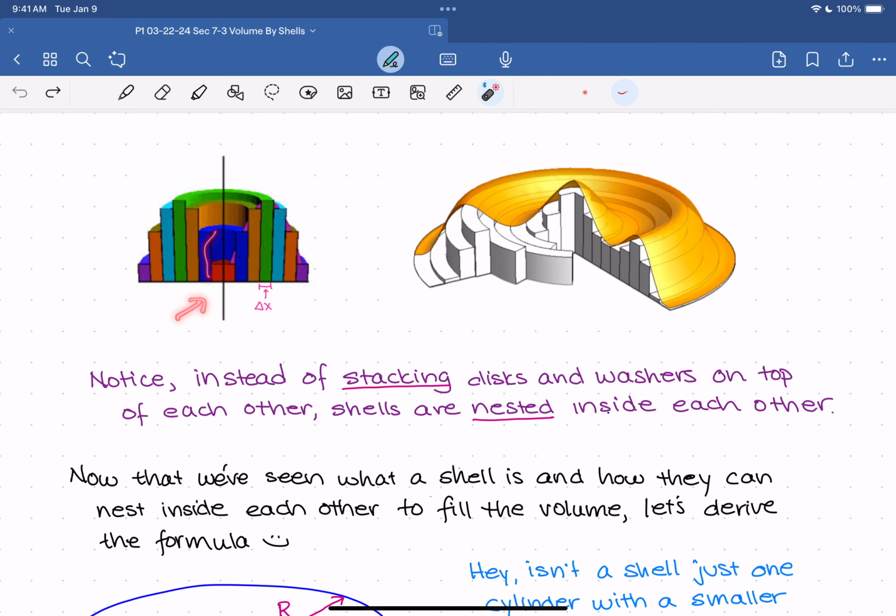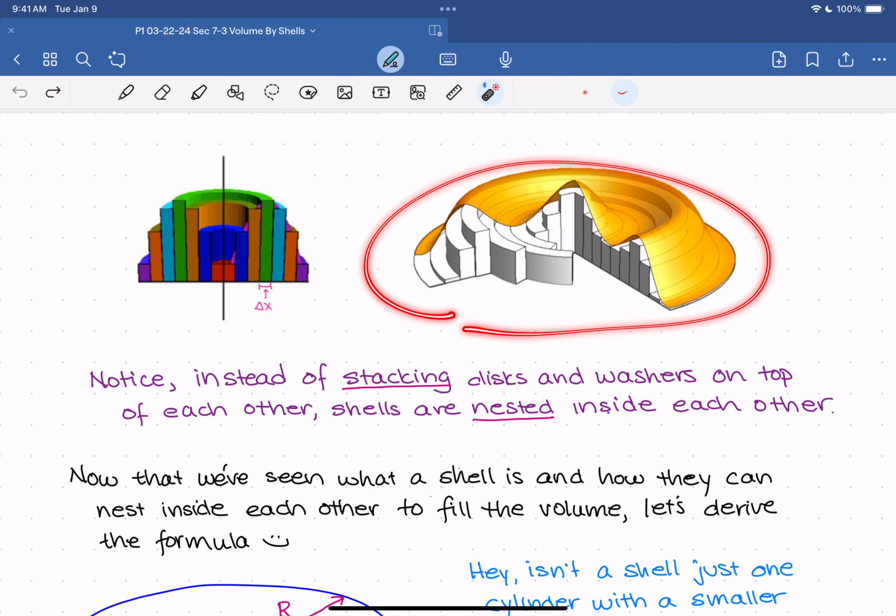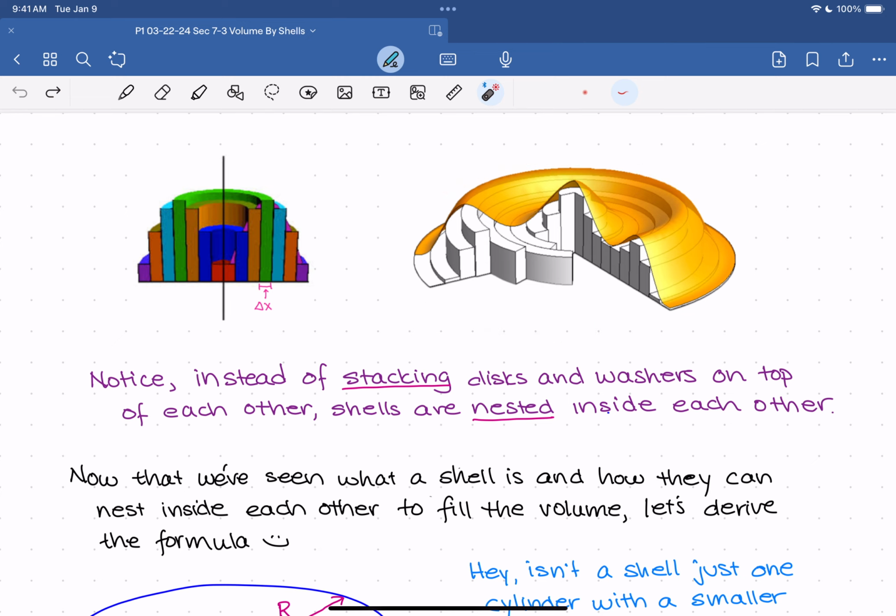So you can see like this blue is only half the shell. We have another half, but see how the shells are all nested inside each other. This picture right here gives another perspective of the shells. Again, we don't see all of the shells. It's kind of cut up so you can look inside and see what's happening, but see how the shells are nested inside each other. And so that's one big difference of the shells.